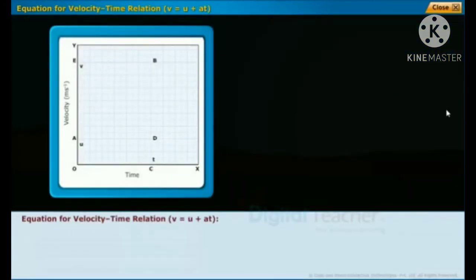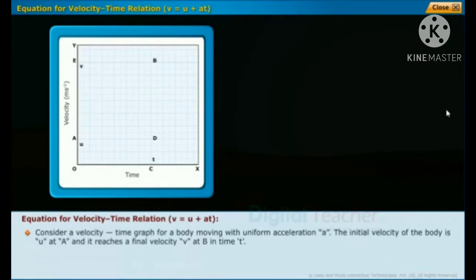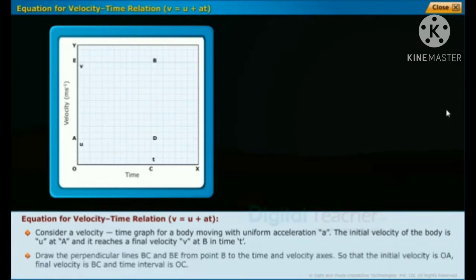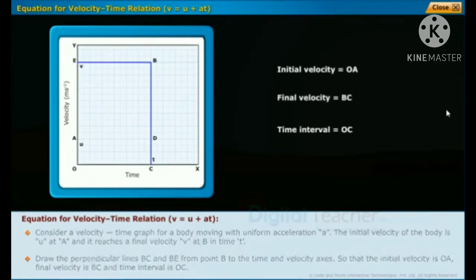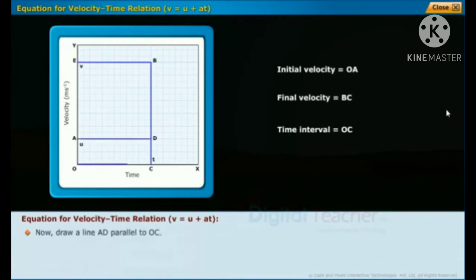Equation for velocity-time relation. V equals u plus at. Consider a velocity-time graph for a body moving with uniform acceleration a. The initial velocity of the body is u at A and it reaches a final velocity v at B in time t. Draw the perpendicular lines BC and BE from point B to the time and velocity axis, so that the initial velocity is OA, final velocity is BC, and time interval is OC. Now draw a line AD parallel to OC.